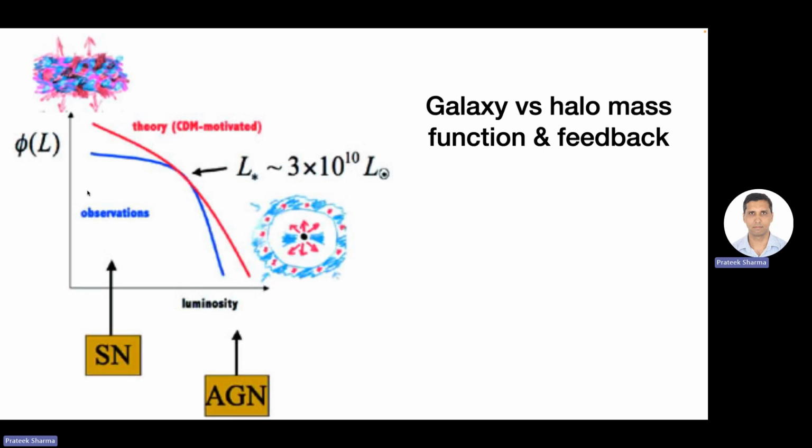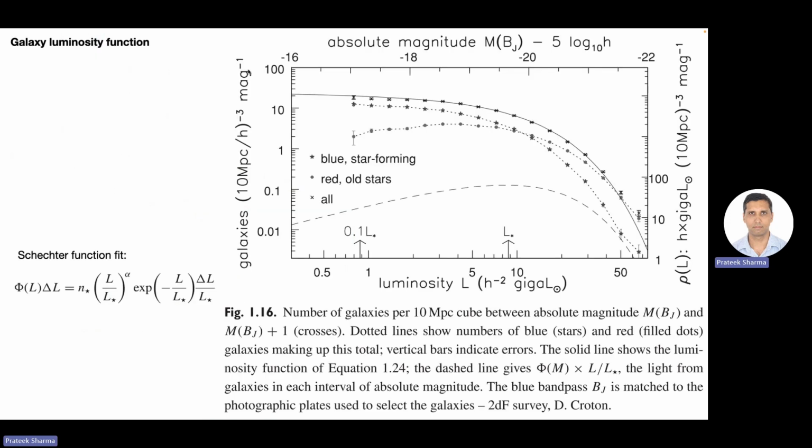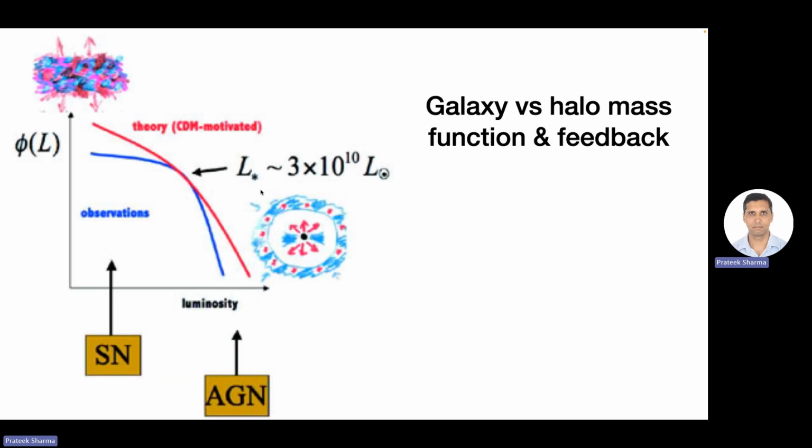So here is why a galaxy mass function is important. This blue thing is a schematic representation of the galaxy luminosity function. Okay, so it more or less looks like what we have here, a flattish part and then an exponential cutoff, this blue stuff.